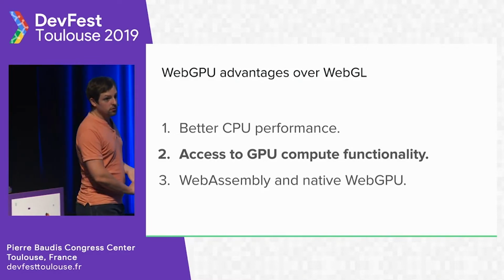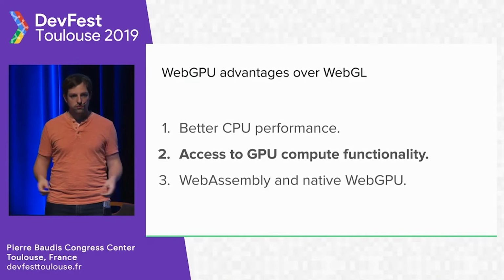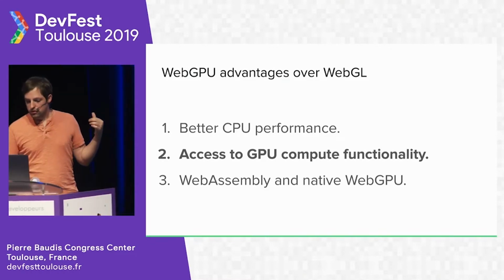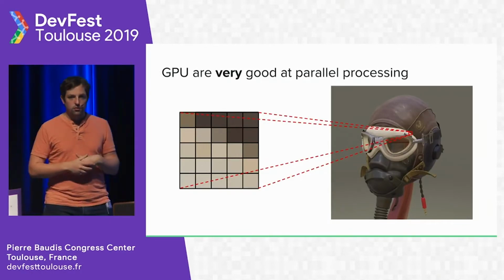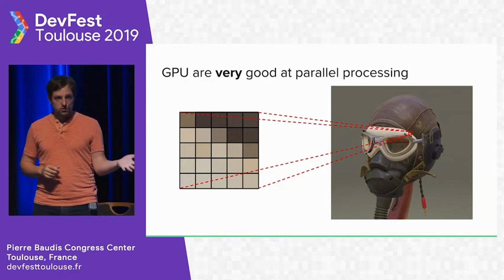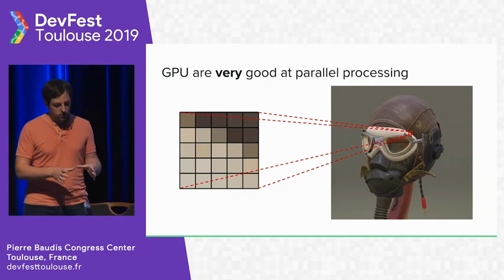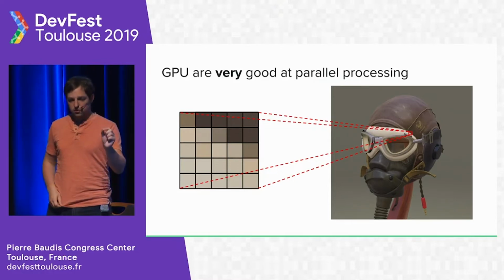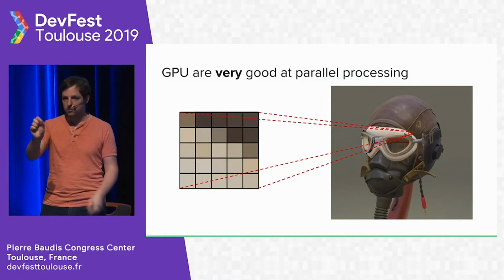Another big benefit of WebGPU is that it gives you access to what we call GPU compute functionality. So GPUs, as we saw before, they're great at parallel processing. The reason for this is that if you were making a video game, which is what GPUs were originally designed for, you're going to draw a lot of pixels every frame, and each of these pixels will run roughly the same computation, just on different data, because the pixel is at a different position on the screen.